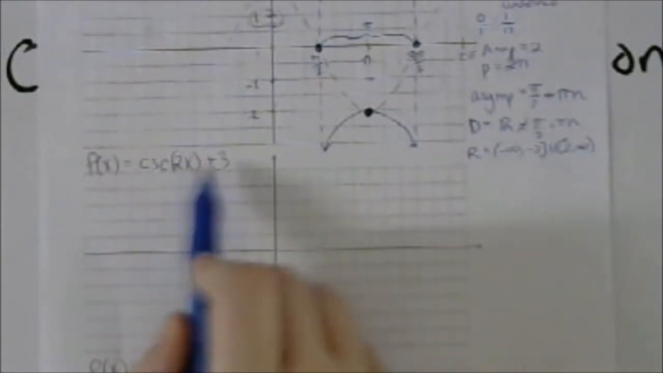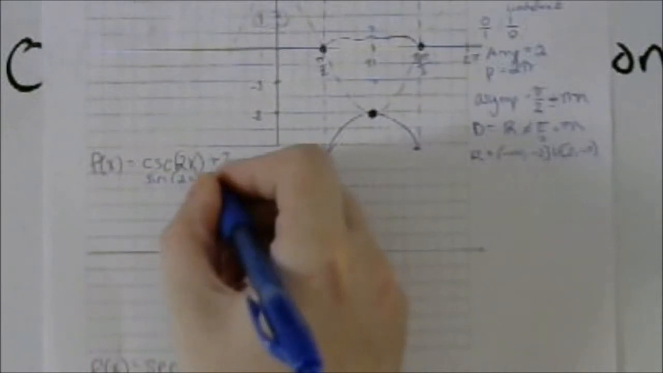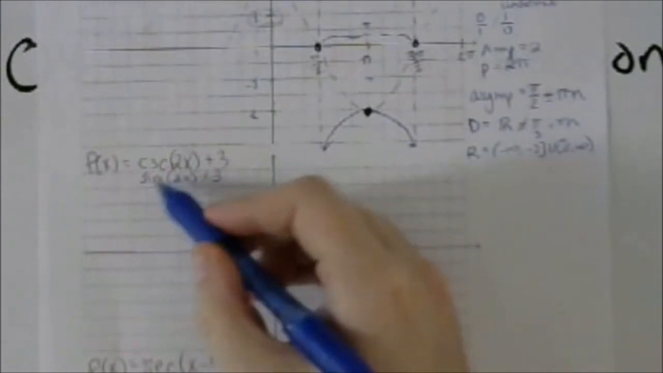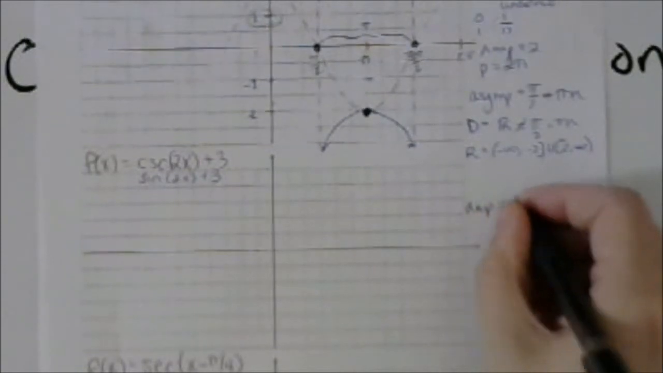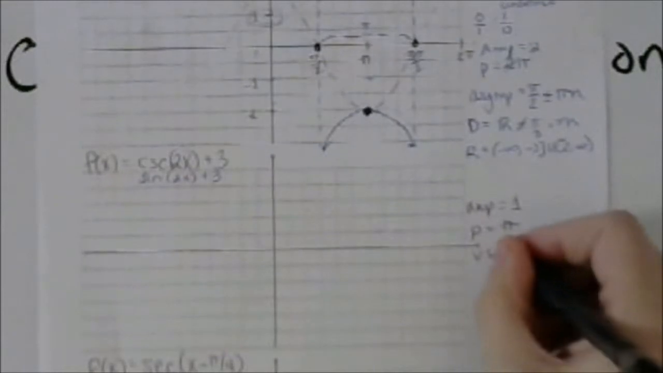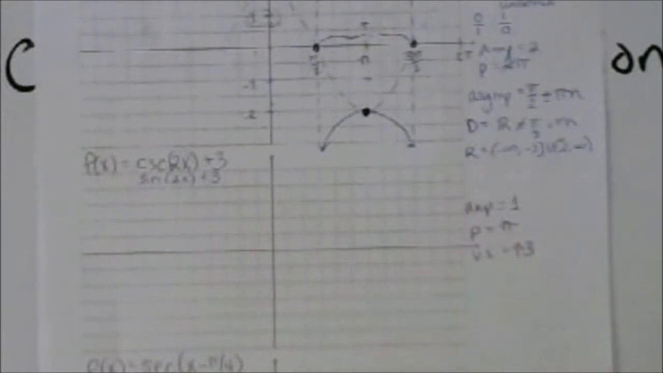For the next example, I've decided to add a period adjustment and a vertical shift to see how this is going to change the graph of cosecant x. Well, cosecant x is the reciprocal of sine x. So to accurately graph cosecant x, I'd like to sketch sine 2x plus 3. This graph will have an amp of 1, a period of pi, and a vertical shift up 3.